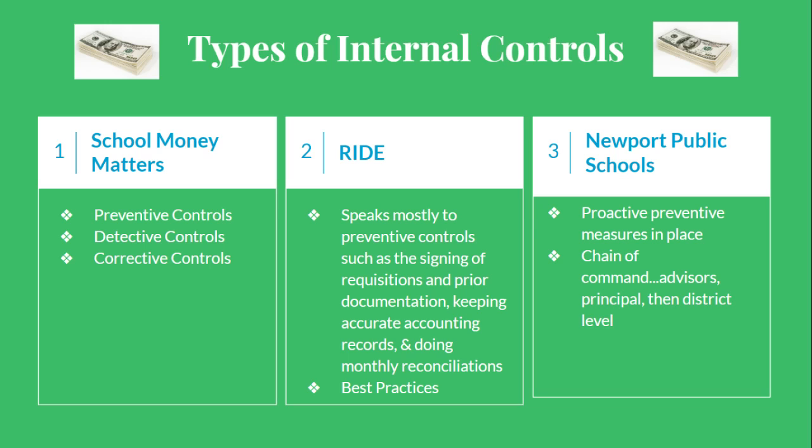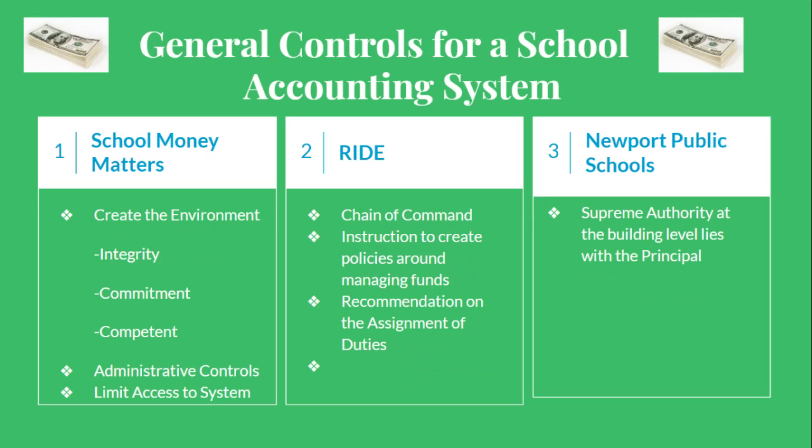Rhode, again, speaks mostly to preventative controls, such as signing requisition forms, prior documentation, keeping accurate accounting records, doing the monthly reconciliations, and they again speak to best practices or recommendations for best practices. Newport Public Schools is really kind of proactive with preventive measures in place, and they have a chain of command with advisors, principal, and then at the district level.